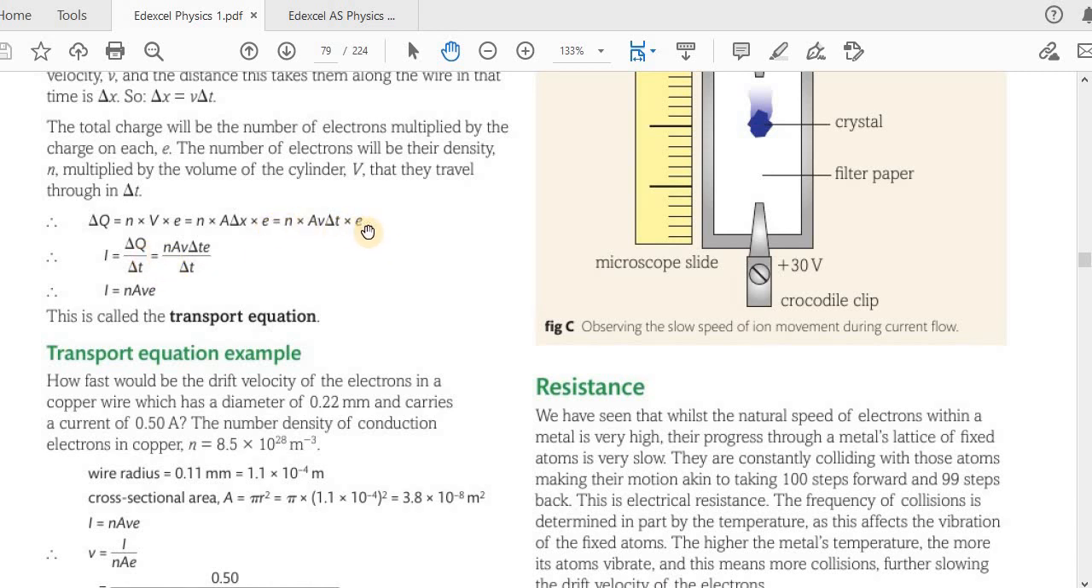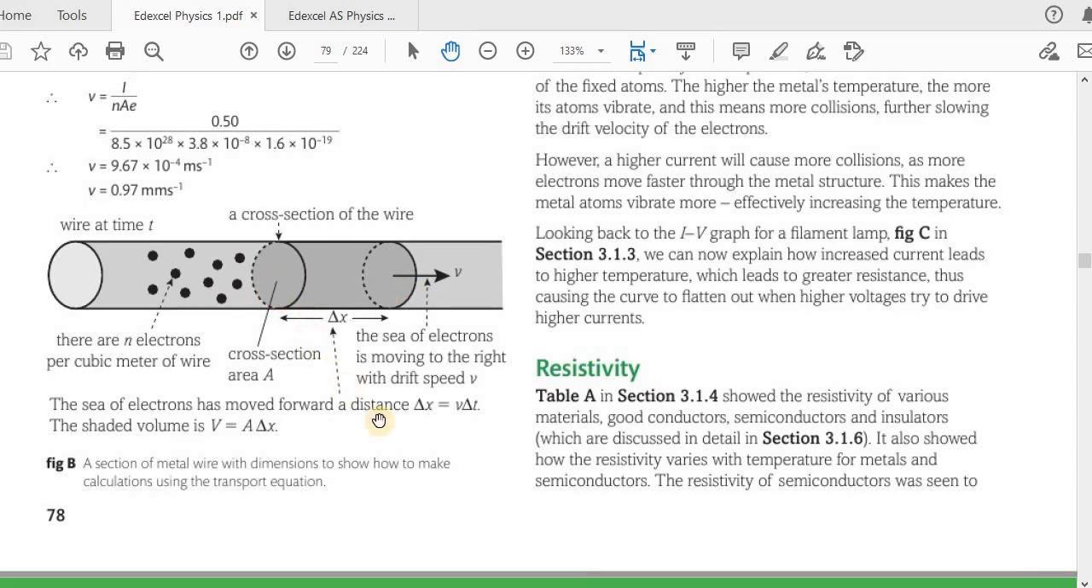Then delta Q, you can write this whole thing here, n times A times v times delta t times e. So we write what is here for delta Q, because delta Q is equal to that. Then divided by delta t. Now what happens here? Delta t and delta t cancel. So for that time delta t, the sea of electrons has moved forward a distance delta x, which is equal to v times delta t. The shaded volume V is A times delta x.